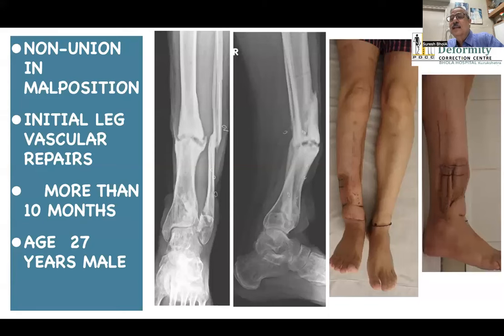Let's go to a slightly difficult case. This is a case of non-union in malposition. Initially, the leg vascular repairs were done. It was a roadside accident, and more than 10 months had passed once this patient came to me. His age is 27.